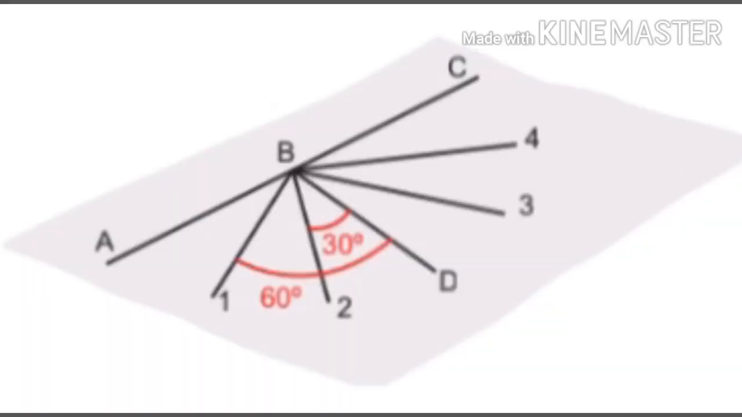Line BD, which is perpendicular to the mirror surface, is called as normal. BD is a normal. The angle between the incident ray and the line BD is called angle of incident.